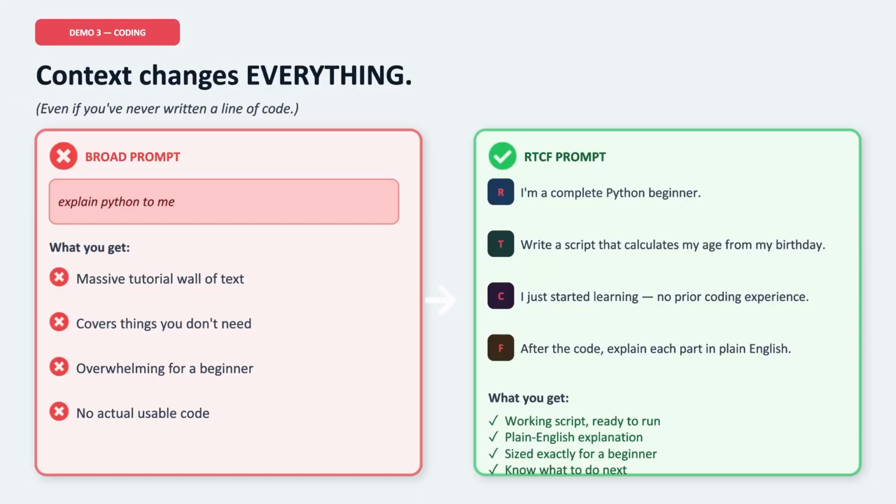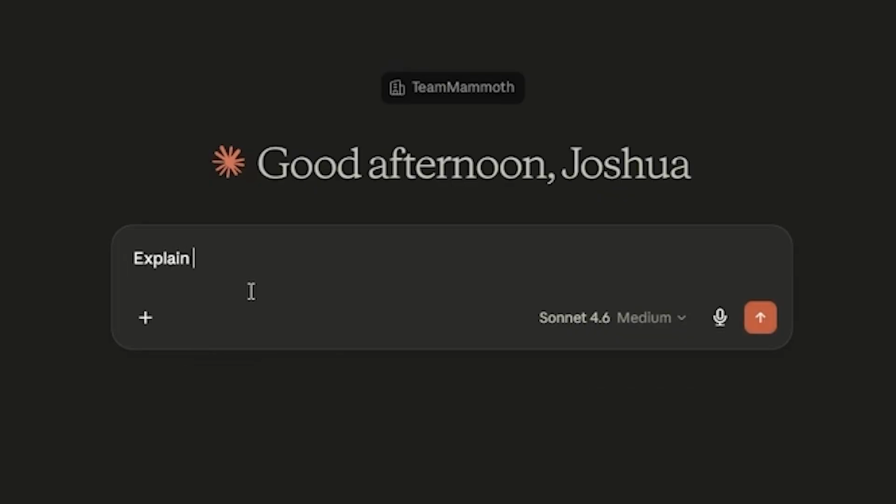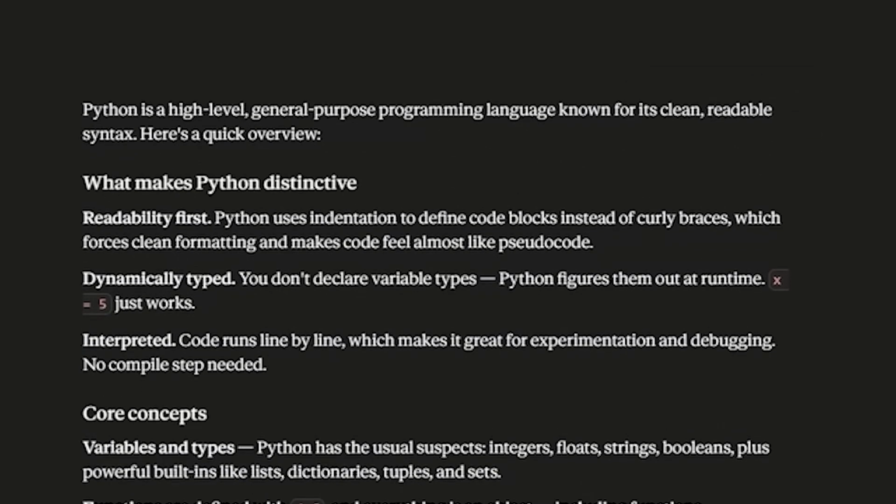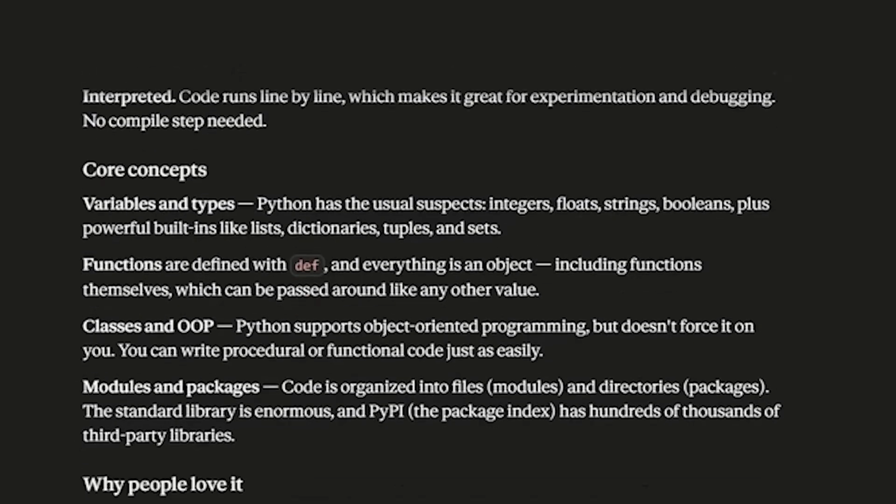And now the last demo. This is one for the people who are not coders at all, so stay with me, because it perfectly shows why context is everything. Here's what happens when you're too broad. Now let's type, explain Python to me. Claude just gave us a full tutorial on Python.